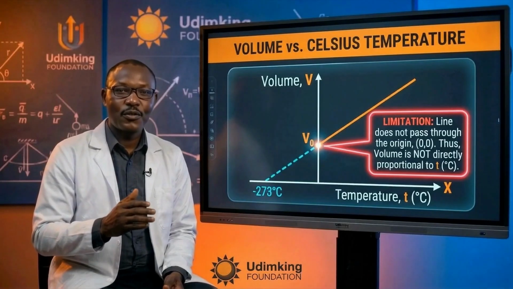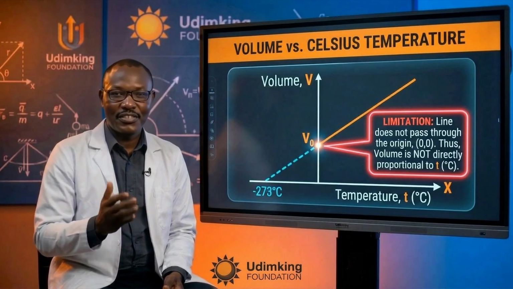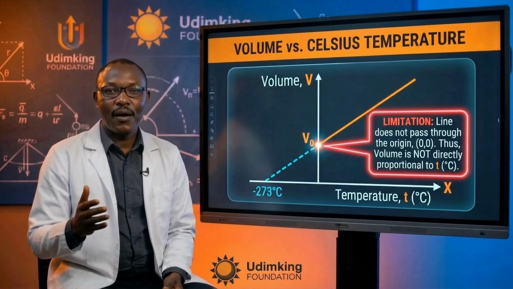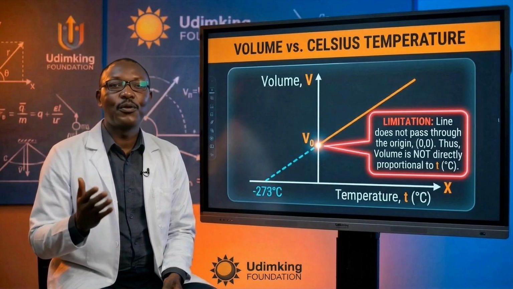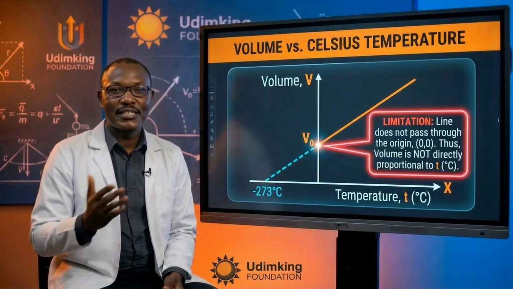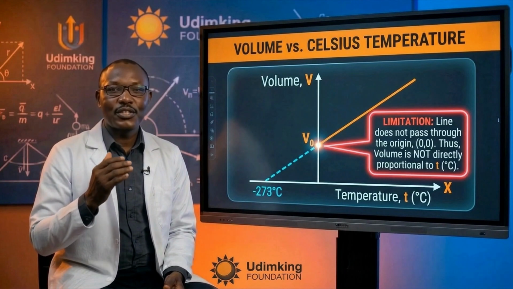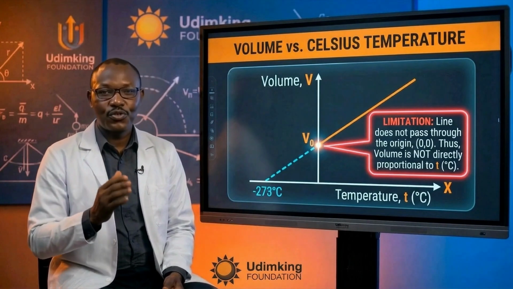In our last lesson, we conducted our experiment, plotted our gas volume against Celsius temperature, and extrapolated our line backward to find absolute zero at minus 273 degrees Celsius. But why haven't we formally stated Charles's law yet? Take a close look at our graph.